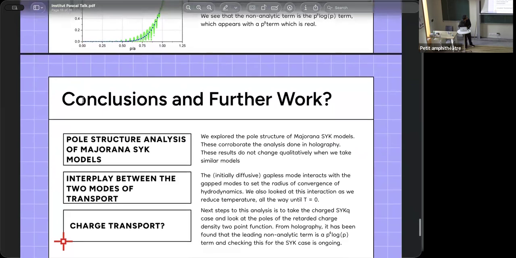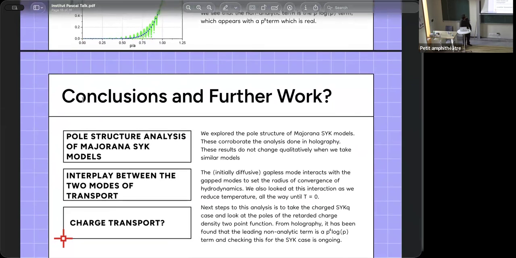So conclusions from what's happened. We explored the pole structure for the Majorana SYK models. There are many different versions of this sort of models where they are doing some different sort of body interactions, and most of them have results which do not change qualitatively, and these corroborate with analysis done in holography. We have these initial gapless modes which interact with these gap modes and set the radius of convergence of hydrodynamics. And we looked at this interaction as we reduce temperature all the way to t equals 0.